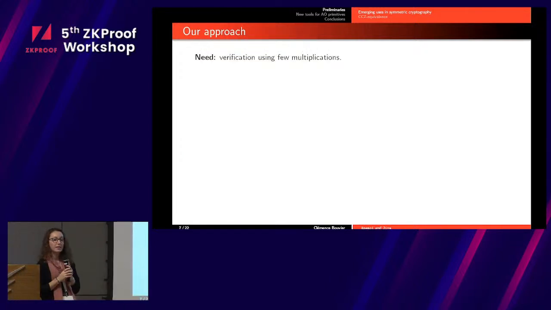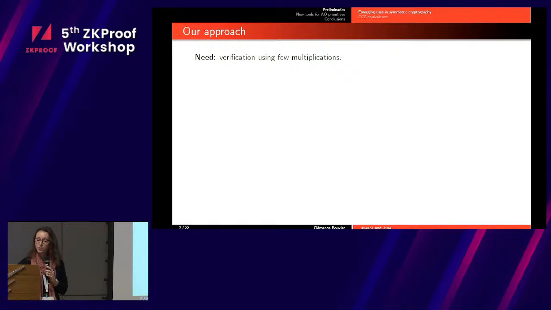And more particularly, these protocols have highlighted the need to minimize the number of multiplications performed by the primitive in large finite fields. So this means that we need to design functions such that the verification uses few multiplications.